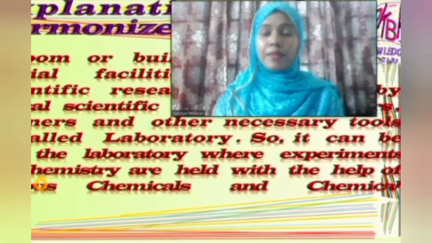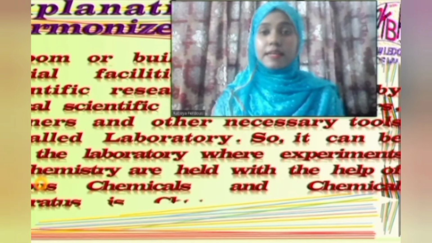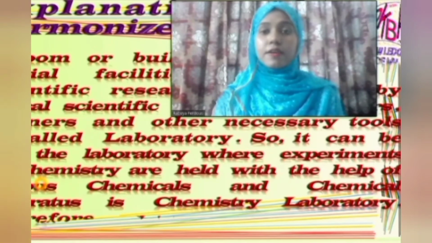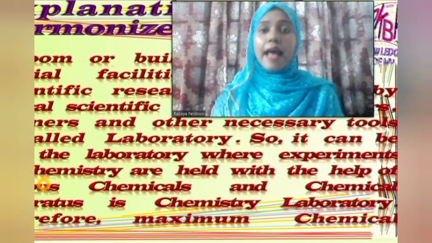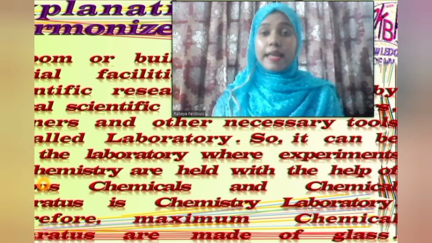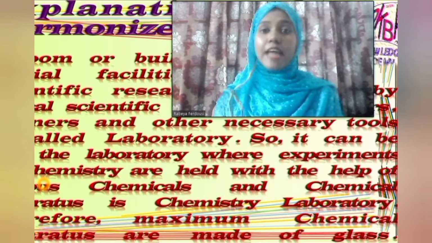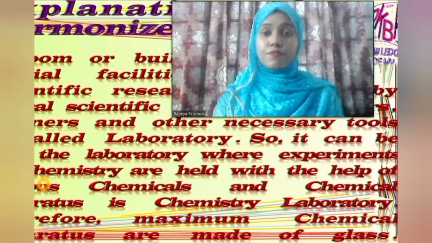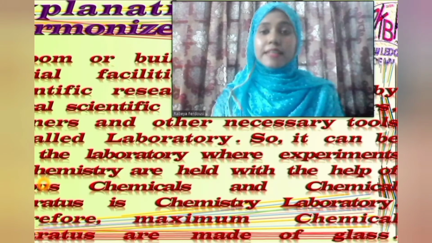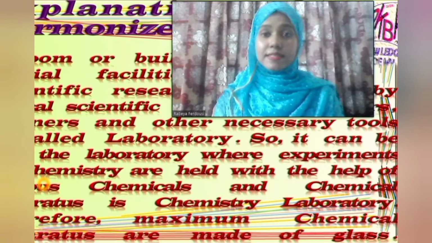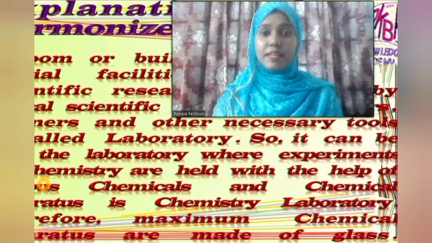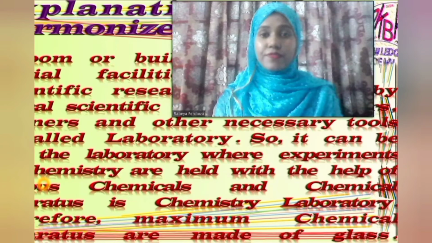According to this definition of laboratory, it can be said the laboratory where experiments of chemistry can be done with the help of various chemicals and chemical apparatus is known as chemistry laboratory. So, in a chemistry laboratory, there will remain different types of chemicals as well as different types of chemical apparatus to store these chemicals. However, maximum chemical apparatus are made of glass. So, this is very important to be cautious in a chemistry laboratory as well as in all scientific laboratories.